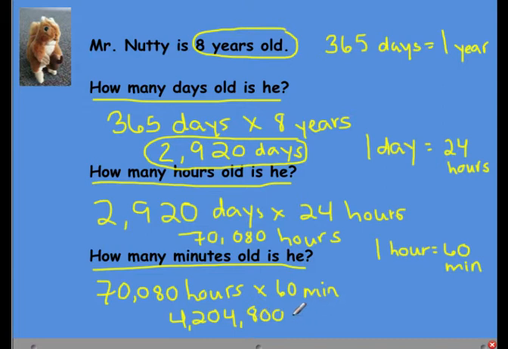So you can see that you can use time equivalents to find kind of like shorter increments of time, but also kind of expanded increments of time too, if that makes sense. We just went all the way from finding Mr. Nutty's age in years to about how many minutes old he is. So it's kind of cool what you can do with time equivalents, and it's also cool that you're able to work with these really huge numbers as well.